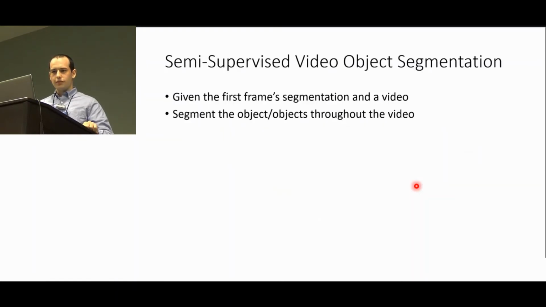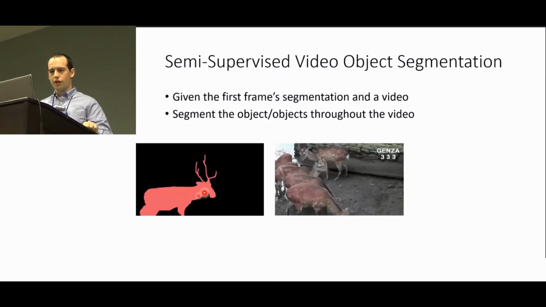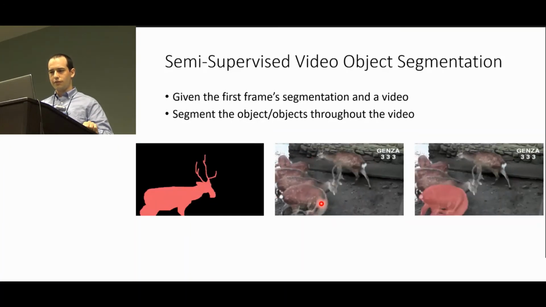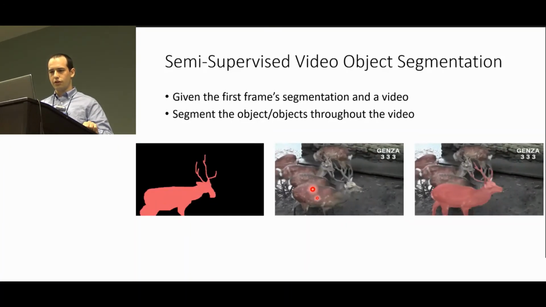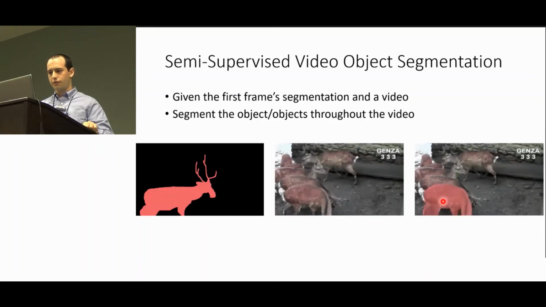So the task of semi-supervised video object segmentation is quite popular. We're given the segmentation of the object of interest in the first frame, and we want to segment that same object throughout the video. So when there's multiple deer, we want to segment this deer of interest throughout the video.